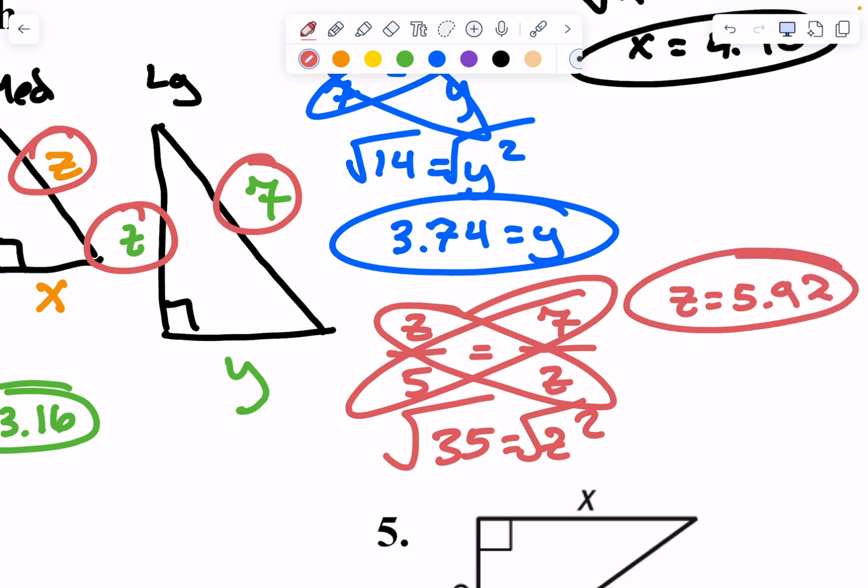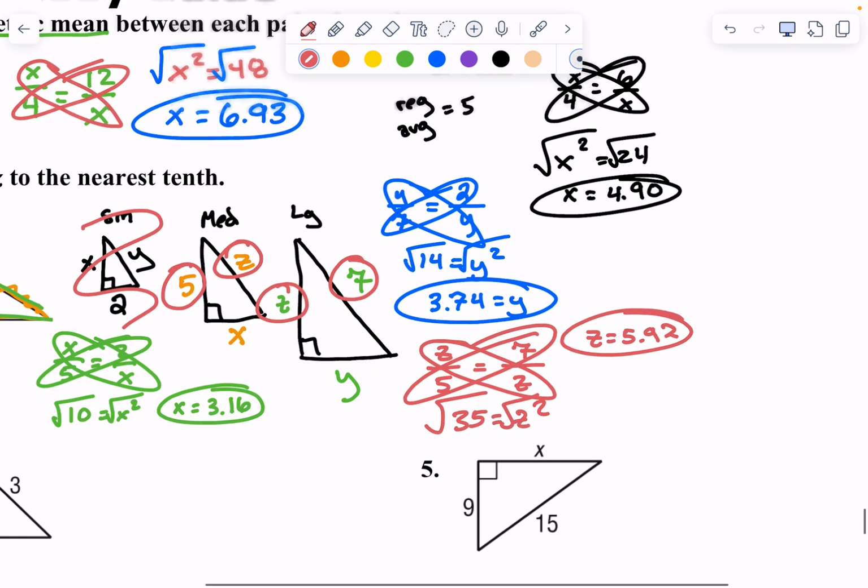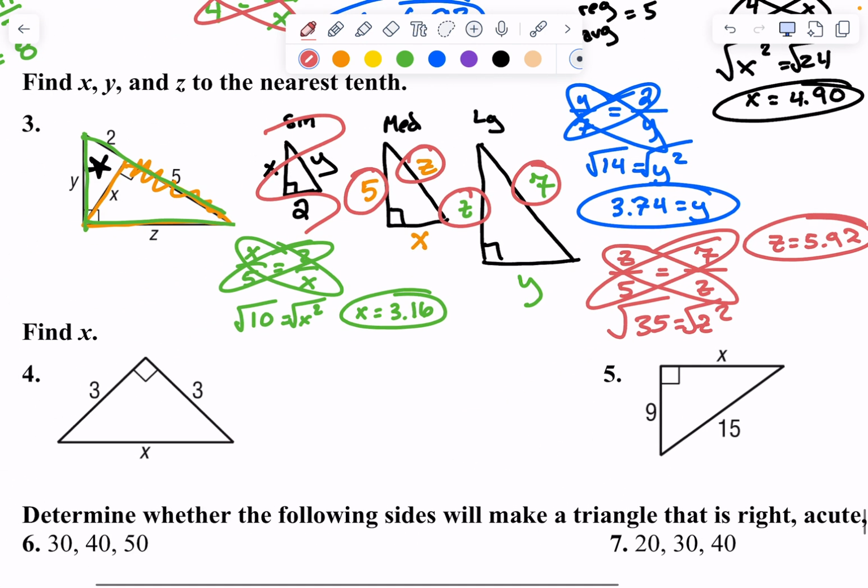Perfect. Do you guys check that in your brains? Like, hey, I'm taking the square root of 35. Oh, that's not quite 6, right? So you know if you type it in your calculator wrong, right? You're checking it a little bit in your brains. Okay. All right. Okay, find x.